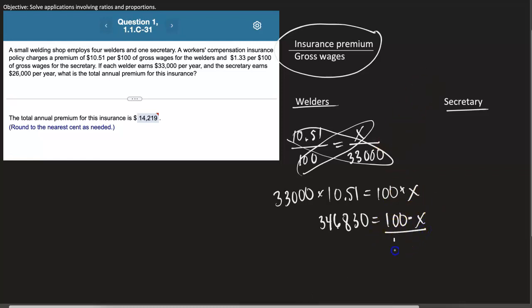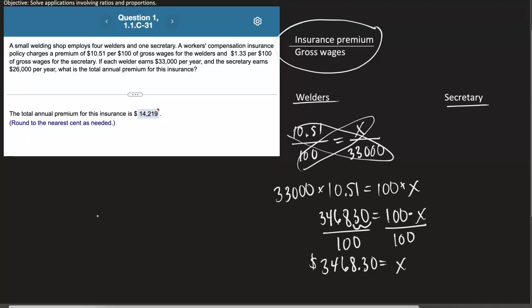And then the last step is to divide both sides by 100. And since I'm dividing by 100, that's the same thing as taking this decimal place and moving it 2 places to the left. So that should be the following amount. And that's the annual amount that one welder will have to have in this insurance premium.